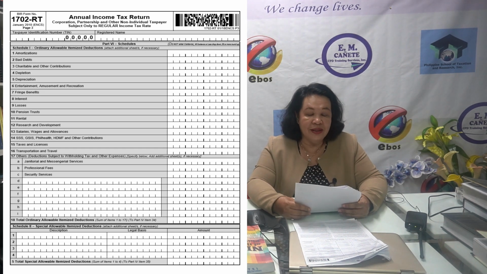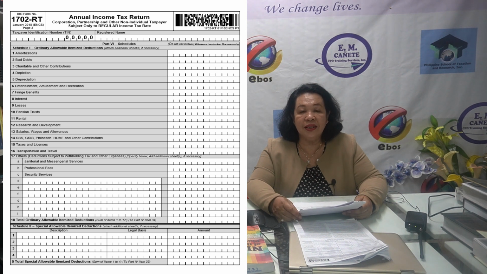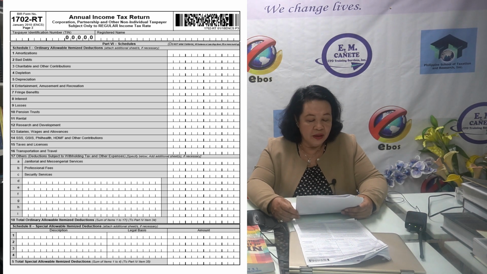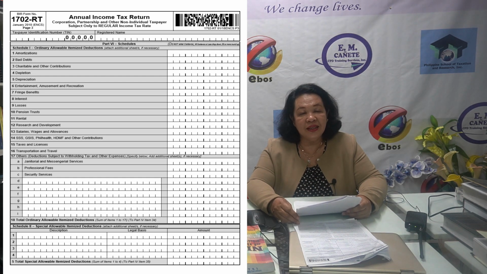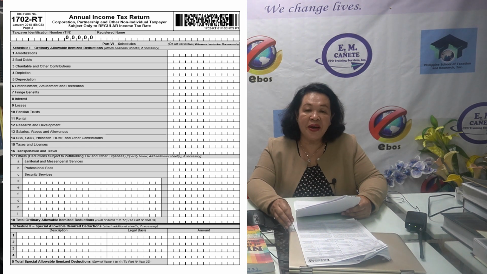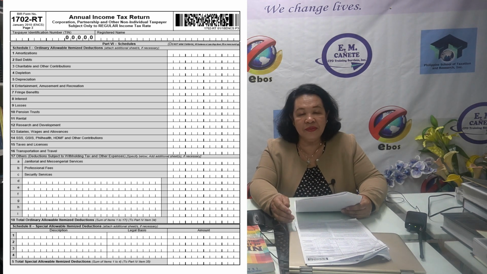Number 8 is interest. The requirement is that it should be coming from accredited financing institutions, and interest also has some limit with the interest arbitrage. So my experience when I was still auditing taxpayers, for 29 years I did audit work and investigations.